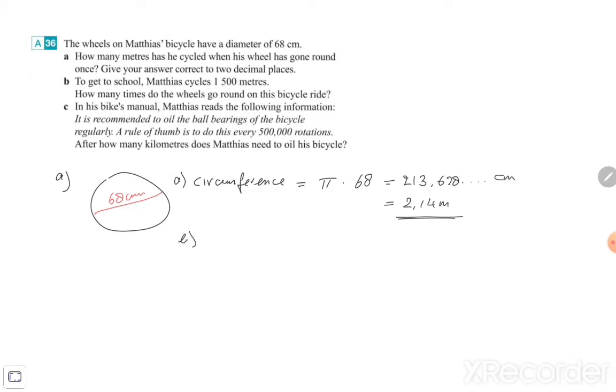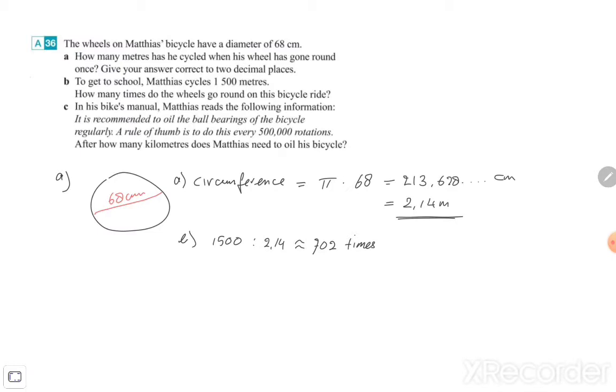Exercise B. To get to school, Matthias cycles 1500 meters. How many times does the wheel go around on the bicycle? Right. So 1500, and we know the length of the wheel, the circumference, was rounded to 2.14 meters. So 1500 divided by 2.14 meters is rounded 702 times that the wheel will turn around.